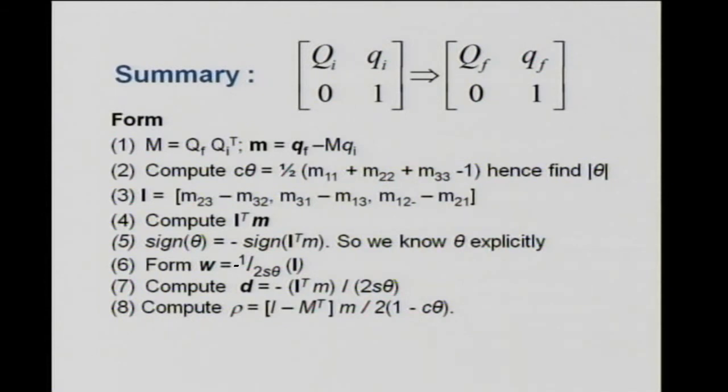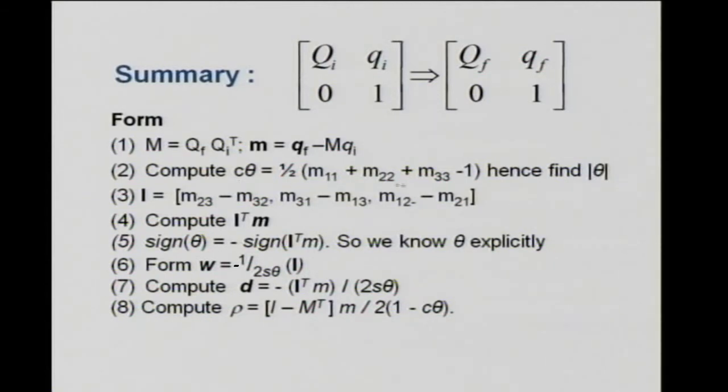So the only difference which I'm making here is that I'm splitting it into two problems. I'm not multiplying by 4x4 matrices. I'm multiplying by 3x3 matrices. So this is compact computation. And you form this M matrix as QF minus M times QI. So you're also transforming QI and then finding out what the displacement is.